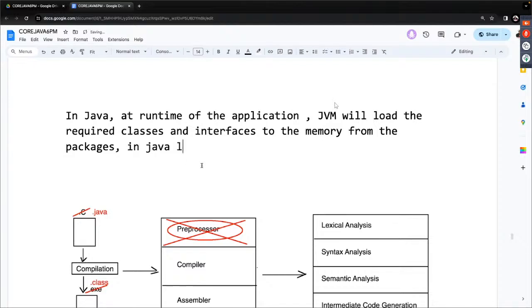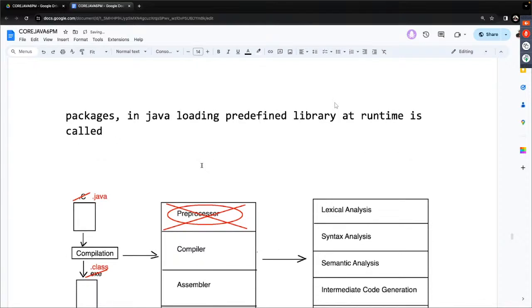Answer my point here. In Java, loading predefined library at runtime is called what type of loading? In C and C++, we understood that is static loading. But in the case of Java, it is dynamic loading. A simple conclusion here I'm telling to you. C and C++ are following static loading, whereas Java is following dynamic loading. The difference here we have to understand. All of you are getting it or not?